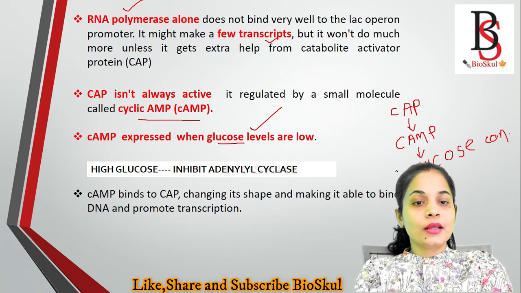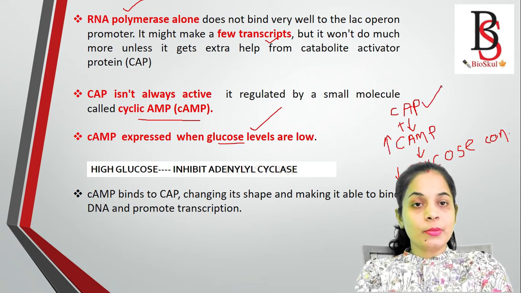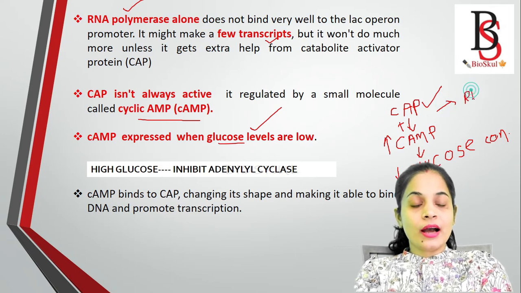So when the glucose concentration is low, at that time cyclic AMP is expressed more and the cyclic AMP will bind to the catabolite activator protein or CAP. So when the CAP binds to the cyclic AMP, then it will help in the binding of RNA polymerase to the promoter efficiently.